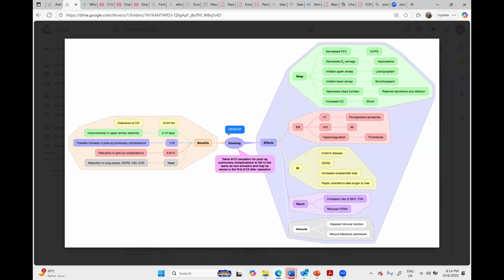So 12 to 24 hours after you stop, the carbon monoxide level and nicotine level will decrease. Then at 2 to 10 days there is improvement in upper airway reactivity, with a possible increase in postoperative complications in what is 1 by 12. 1 by 12 means 1 month, 5 to 6 months.